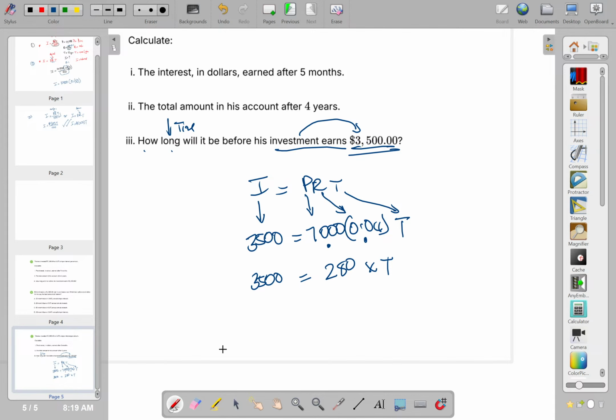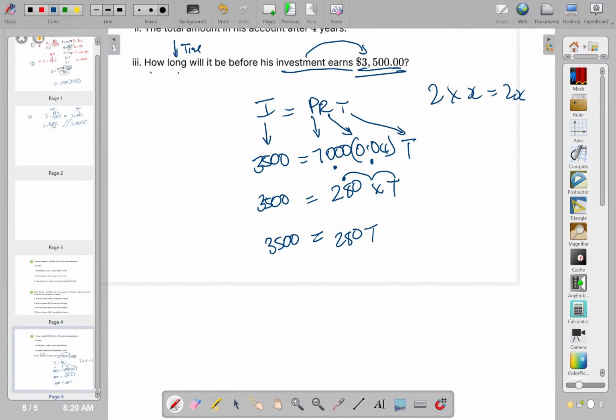Now, I keep on telling people, 2 times x, you tell me 2x. So why is it when I go to weirder or bigger numbers, people start getting nervous? 280 times t, or that's 280t. That's all it is. So I don't want nobody get nervous. Yeah? I'm solving for this time.